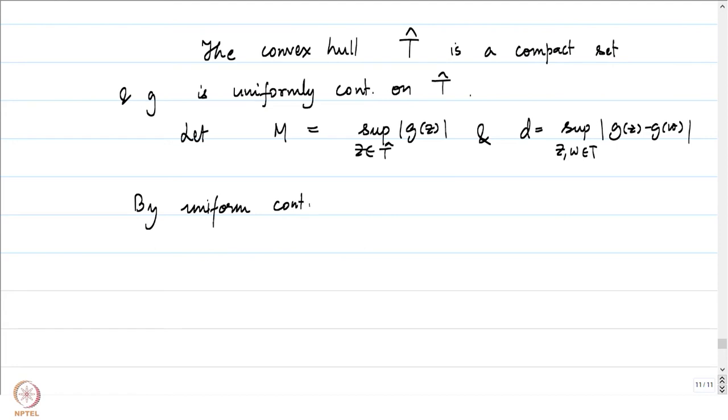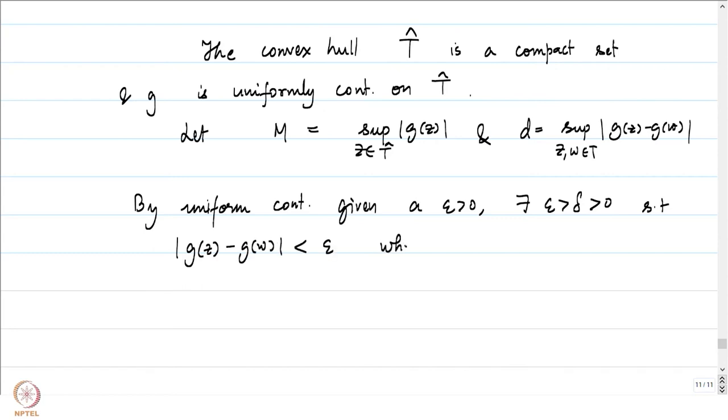given an epsilon positive, we have a delta. Given any epsilon greater than 0, there exists a delta greater than 0, which is however less than epsilon. We can always do that. Delta less than epsilon, such that |g(z) minus g(w)| is less than epsilon whenever |z minus w| is less than delta. This is something on T hat. This is something which we can ensure.